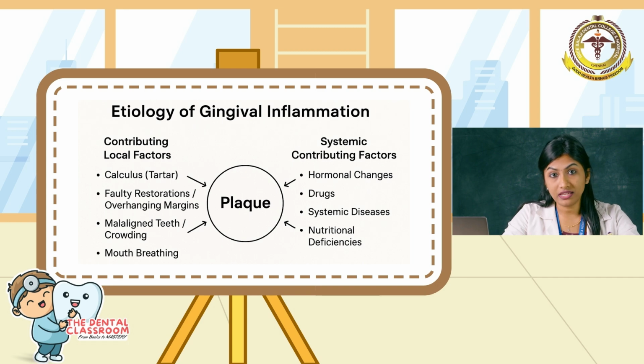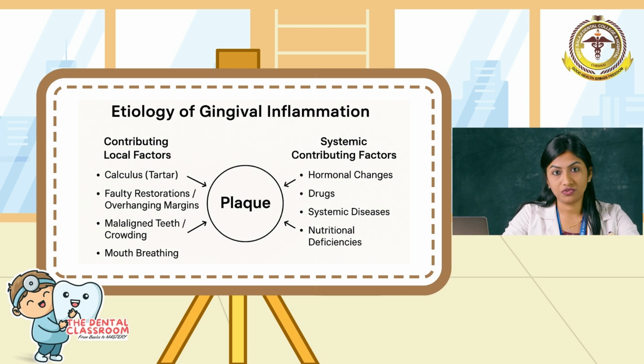Increasing plaque is also mediated by contributing factors. These contributing factors mainly involve local and systemic factors. The local contributing factors include calculus, overhanging margins or restorations, improper prosthetic restorations, or malaligned teeth or crowding, which cause improper oral hygiene, or any mouth breathing habit, which causes dryness and increases plaque accumulation. So these are the contributing factors which increase the plaque accumulation.